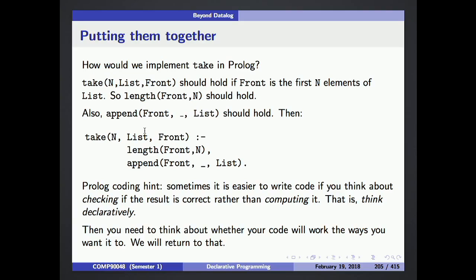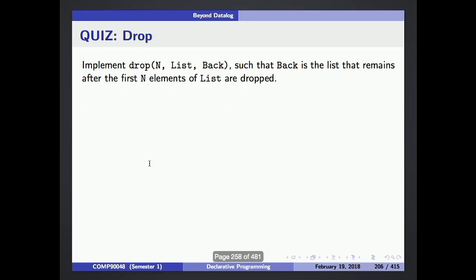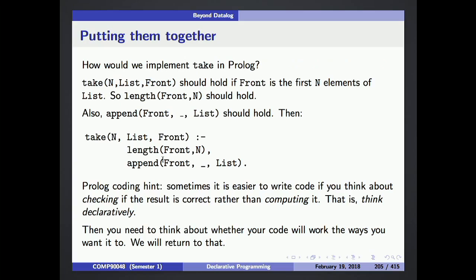So you're thinking about what properties of front with respect to list and n need to hold. That's all I need to do, right? So if we write this, does it in fact work? Right? Yes, it will.